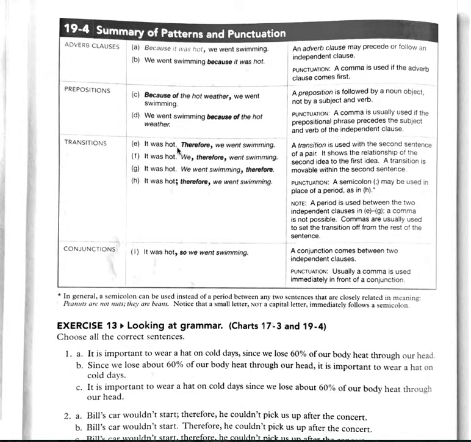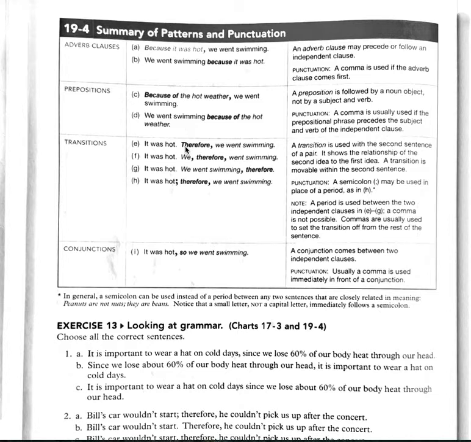It was hot, period. Therefore, comma, we went swimming. Or, it was hot, period. We, comma, therefore, comma, went swimming. Or, it was hot, period. We went swimming, comma, therefore. Letter H. It was hot, semicolon. Therefore, comma, we went swimming. Now you notice that if we use a semicolon, we don't capitalize the transition word. Okay? If we don't use a semicolon, we use a period, and we capitalize the transition word that starts the sentence.